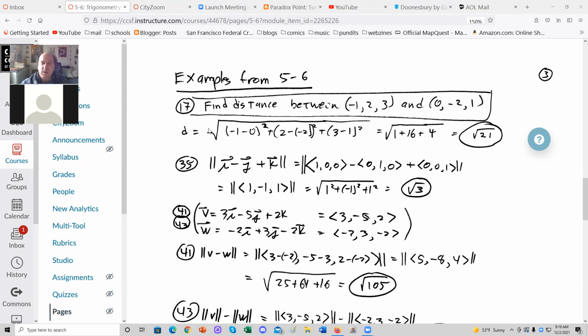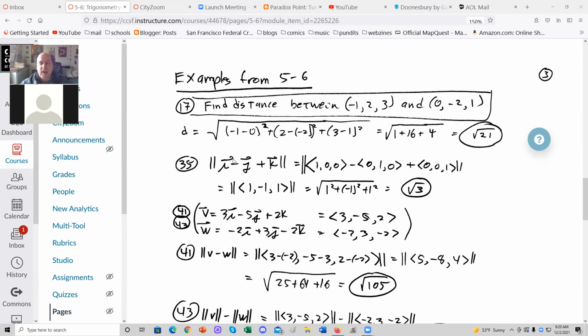Well, that is the square root of the sum of the squares of the differences in components. (-1 minus 0) squared, (2 minus -2) squared, (3 minus 1) squared. This will be 1 squared, which is 1. 2 minus -2 is 4, which squared is 16. 3 minus 1 is 2, squared is 4. The root of 1 plus 16 plus 4 is the square root of 21.